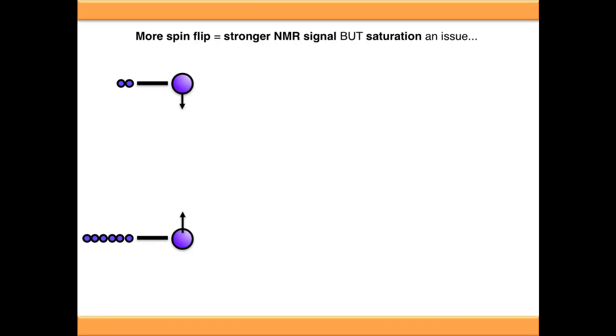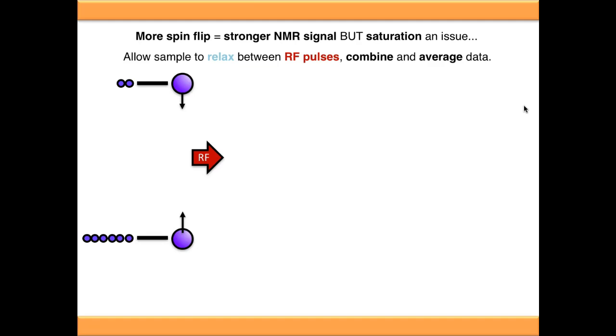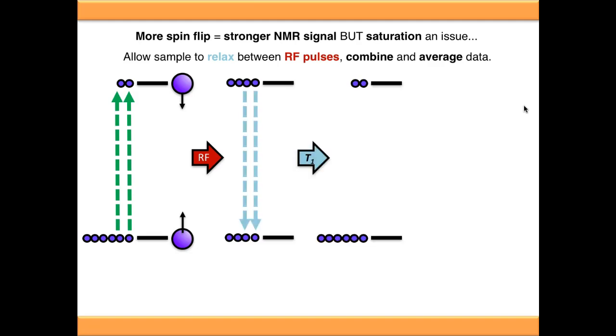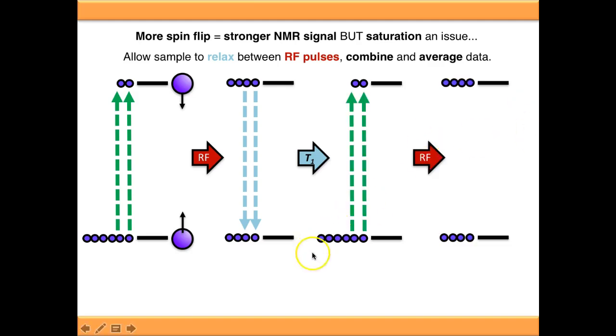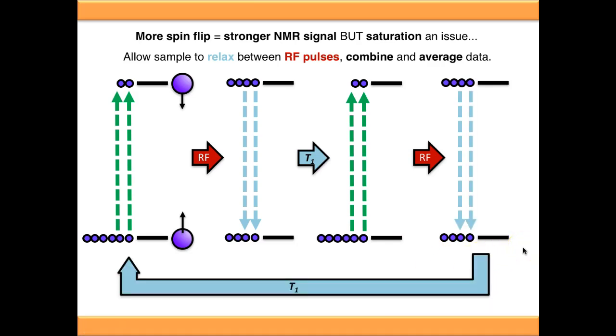So the more nuclei we can convert from the low energy state to the high energy state, the stronger our NMR signal will become. But as we've seen, eventually the system will saturate. So how do we get around this? Well, if we allow the sample to relax between multiple RF pulses, we can combine and average the data. So if we treat this system with RF radiation until it reaches a point of either saturation or subsaturation, we allow the sample to relax through the spin lattice relaxation time, we can then hit it again with RF radiation, because we've now got our bulk magnetization returned and we can continue to collect data. And if we continue to do this in a continuous sequence, we can combine and average the data that we get, which will lead to a better signal to noise ratio.